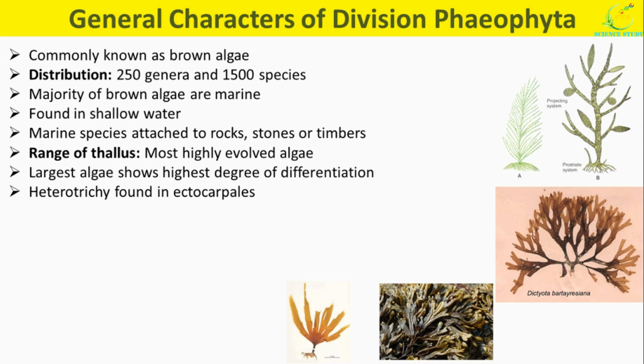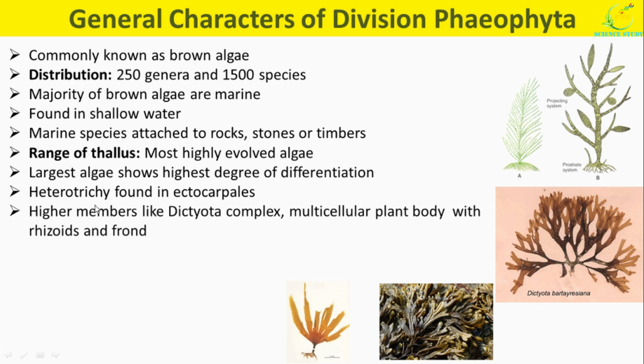Heterotrichy is a special phenomenon found in Ectocarpus in early stages of development and it also disappears in the higher forms of Phaeophyta. So this is the photograph of Ectocarpus which shows two types of systems. One is the prostrate system which is horizontal to the surface and another is the erect system which is at right angle to the surface. So these two systems are present and the name given to this phenomenon is heterotrichy.